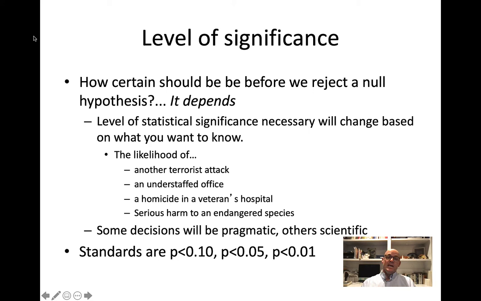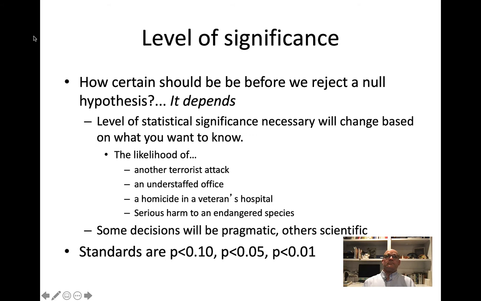But also think about things like how confident do you want to be in predicting another terrorist attack? You should probably be pretty confident. Like, I want to be 99% confident before we start arresting people. That makes sense. What about the likelihood of an understaffed office? Are you okay with a probability of being wrong at like 15%? Are you okay with having a 15% chance that you're wrong? Probably, because nobody's going to die, right?